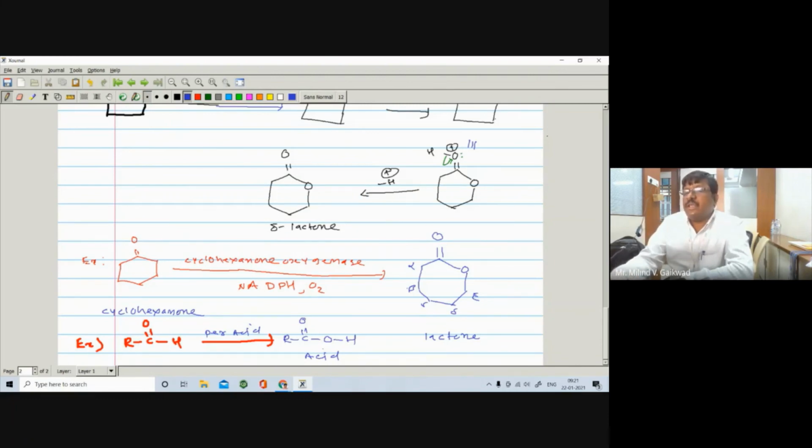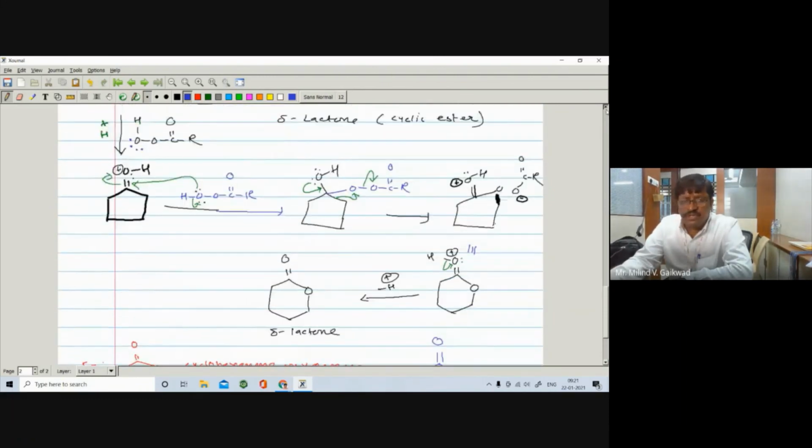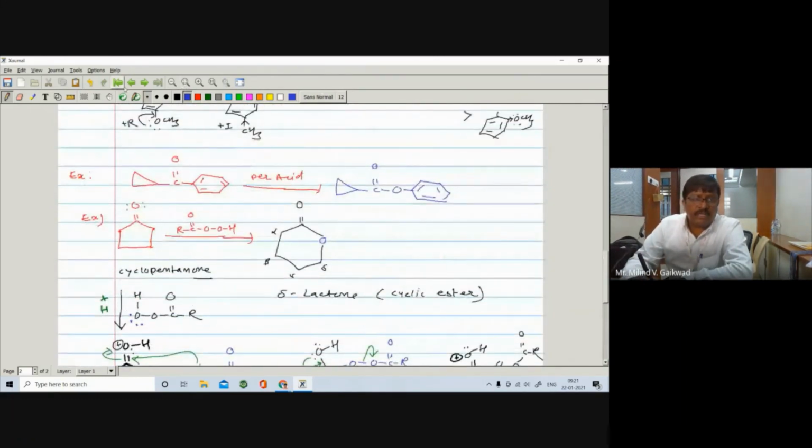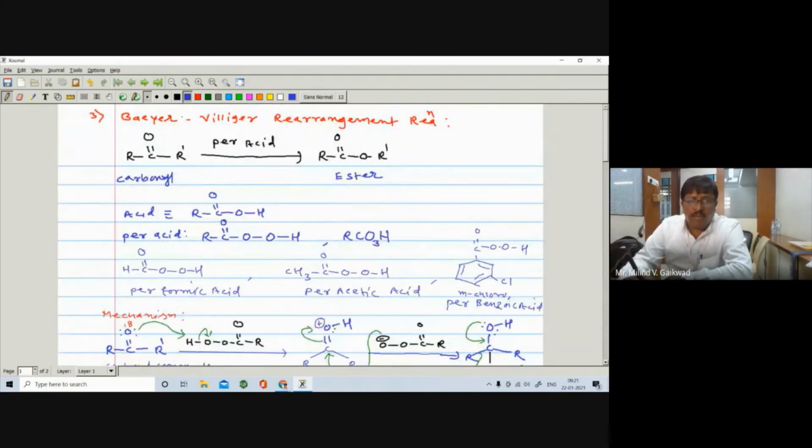So in this way, you have seen a number of examples, right? We have seen the open chain compound, also you have seen the cyclic compound. So let us see what you have done. We have seen the Baeyer Villiger oxidation reaction, in which the carbonyl compound will convert into the corresponding ester in the presence of per acid. What are the per acids? We know the acid. Just you add oxygen, it becomes per acid. For example, formic acid, performic acid, acetic acid, peracetic acid, perbenzoic acid, or metachloroperbenzoic acid.